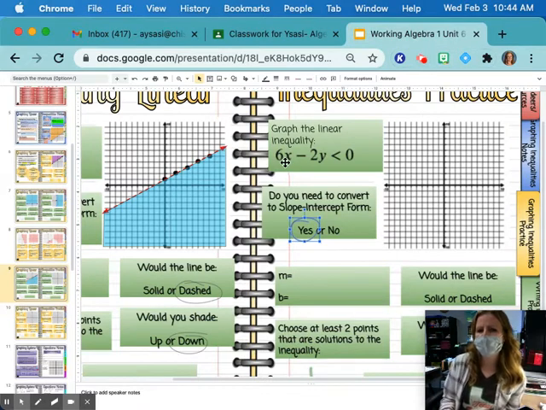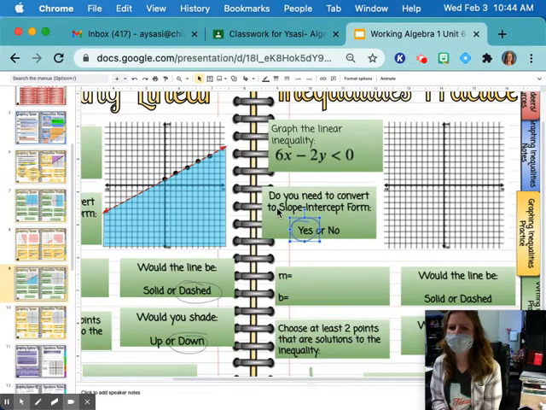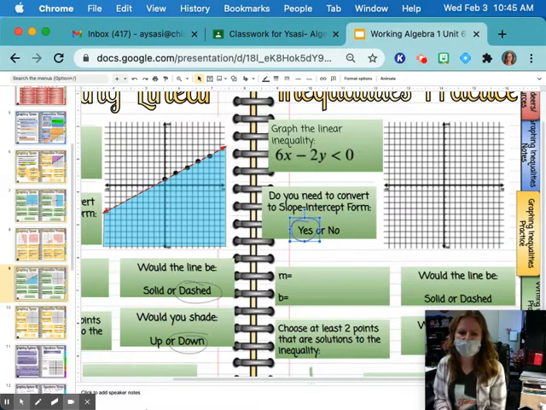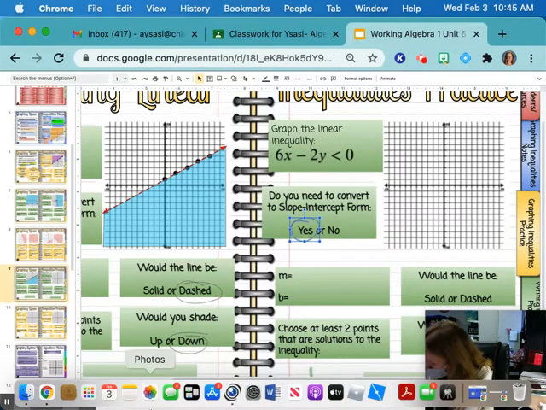Let's go to the next one. 6x minus 2y is less than 0. Do we need to convert to slope-intercept form? And that is a yes. So let's write down the problem. 6x minus 2y is less than 0.